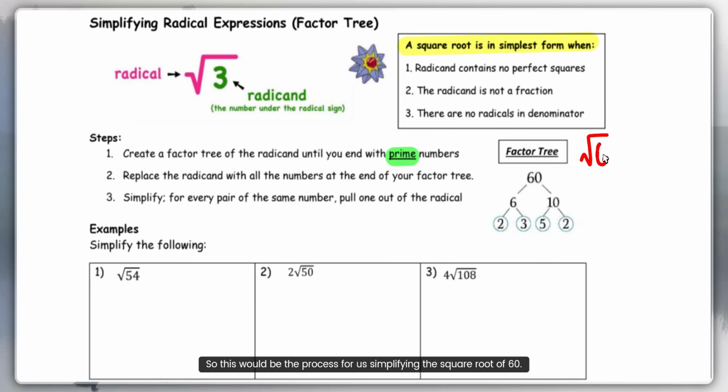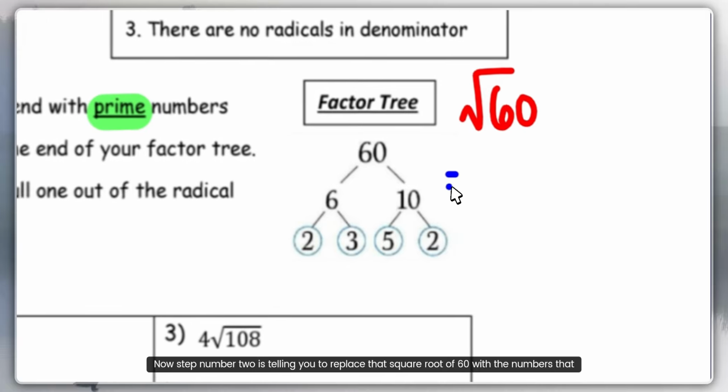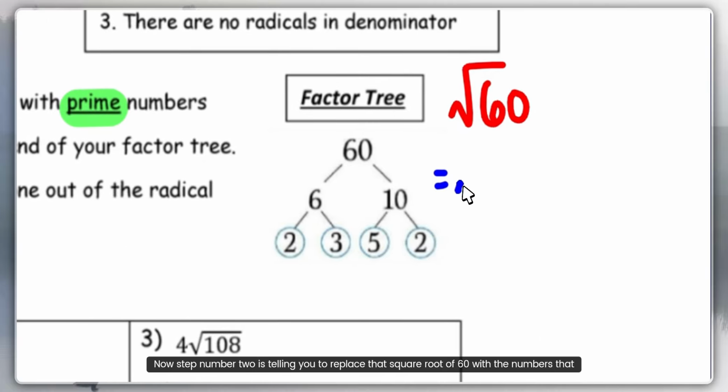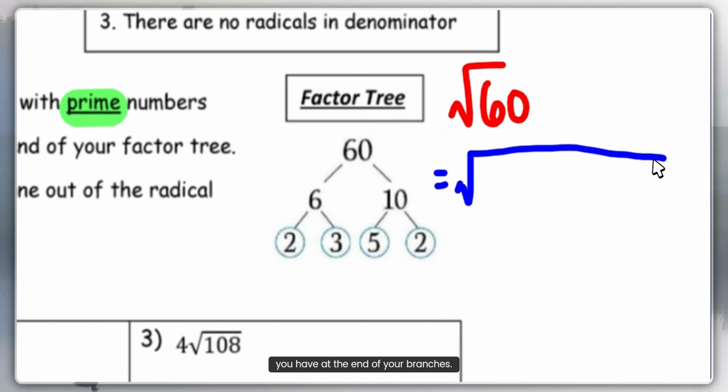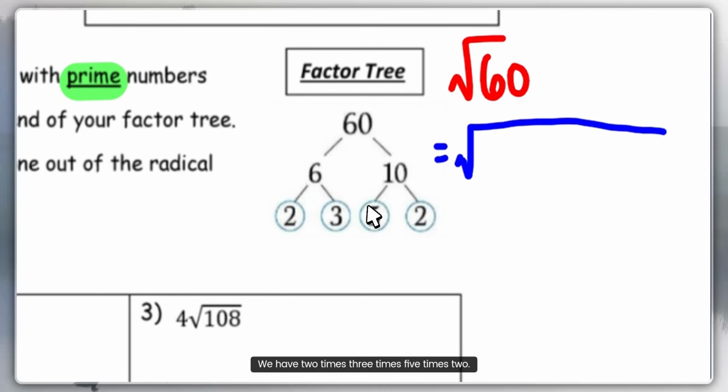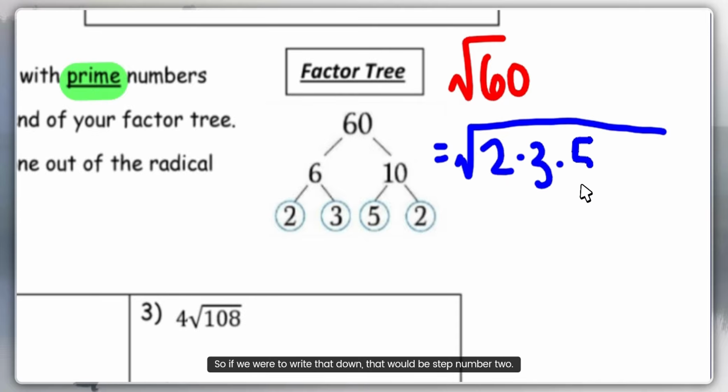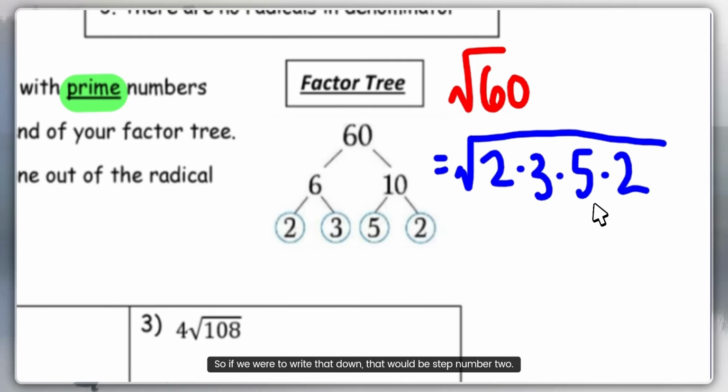So this would be the process for simplifying the square root of 60. Step number 1 would consist of making this factor tree. And what I like to do is circle the numbers at the end of my branches, my prime numbers. Now, step number 2 is telling you to replace that square root of 60 with the numbers that you have at the end of your branches. We have 2 times 3 times 5 times 2. So if we were to write that down, that would be step number 2.